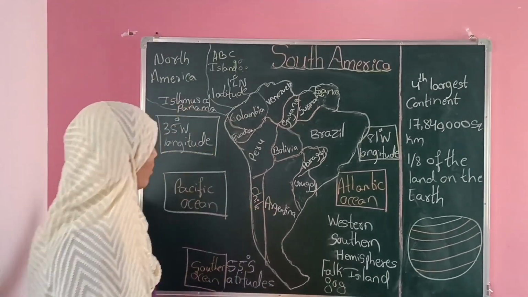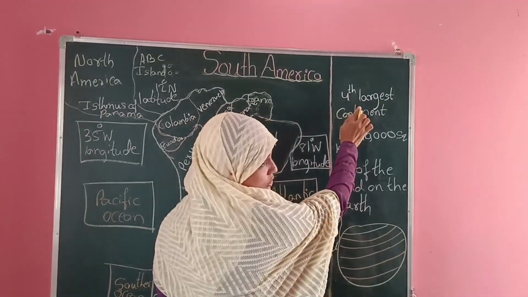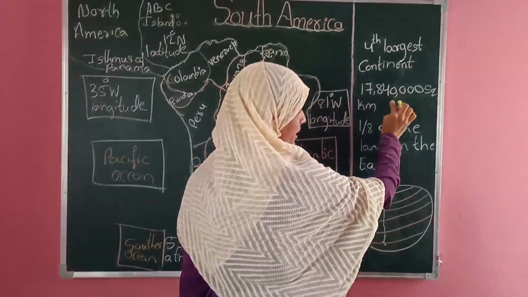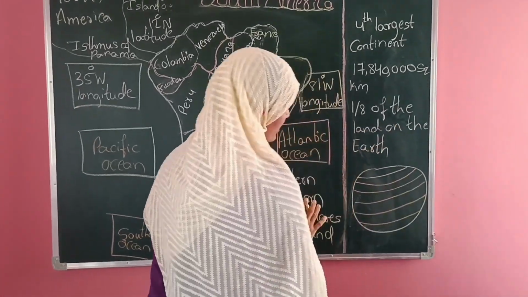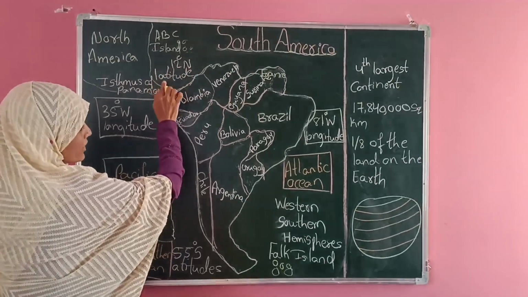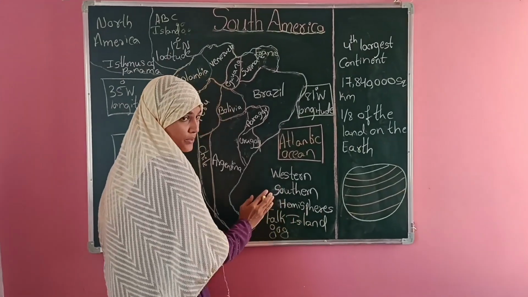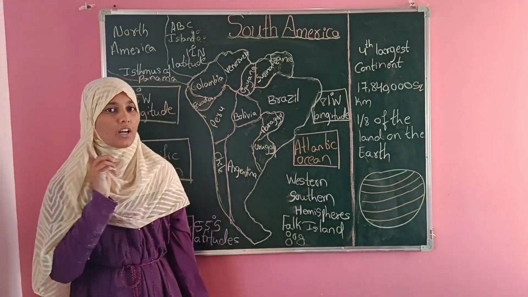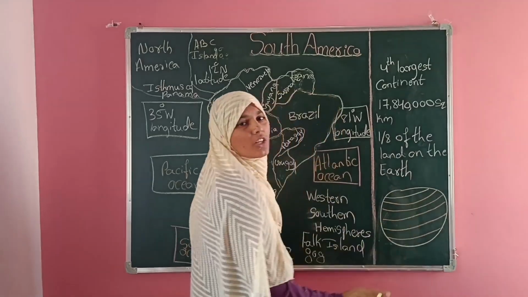Now let us recall this topic about South America. It is the fourth largest continent, and the total area is 17,840 million square kilometers, covering 1/8 of the land on the earth. It extends from 12 degrees north latitude to 55 degrees south latitude. Latitude means imaginary lines that run from east to west, and the largest line of latitude is the equator, which divides the Earth into the northern and southern hemispheres.